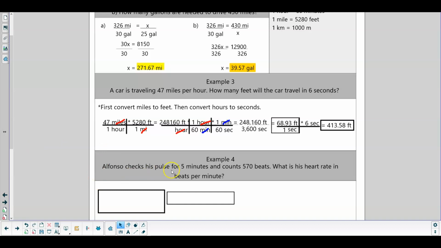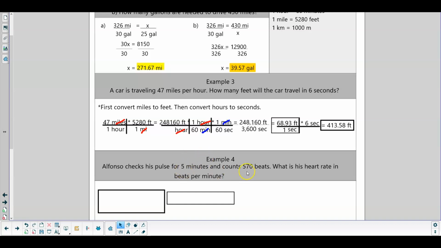All right, down below is one more example. I think this is just to kind of see if you were paying attention to where the units go, because they told you Alfonso checks his pulse for 5 minutes and counts 570 beats. What's the heart rate in beats per minute? So if you were seeing it, I'll point it out real quickly.